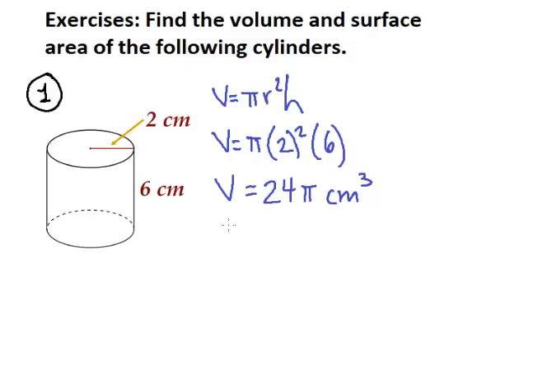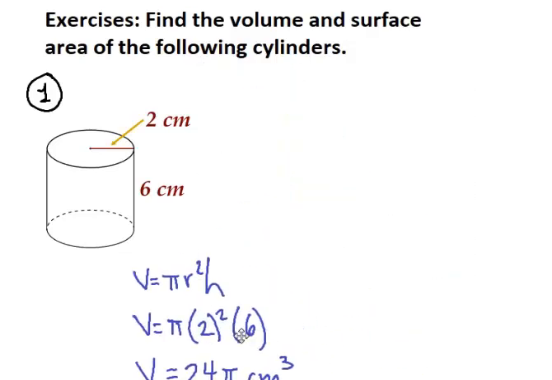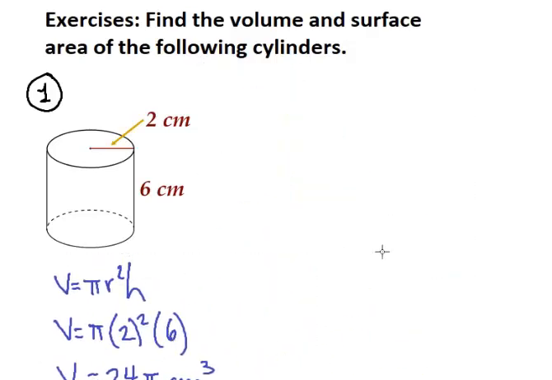Now, that's the exact answer. If we put in the calculator 24 pi, that will give us an approximated answer. The approximated answer will be 75.3982 cubic centimeters. That's it for volume. Now we're going to find surface area. Okay, so I'll move the volume here. And let's find now surface area.